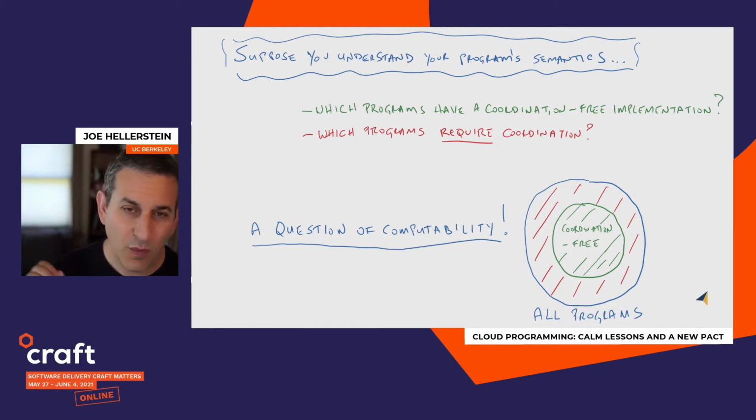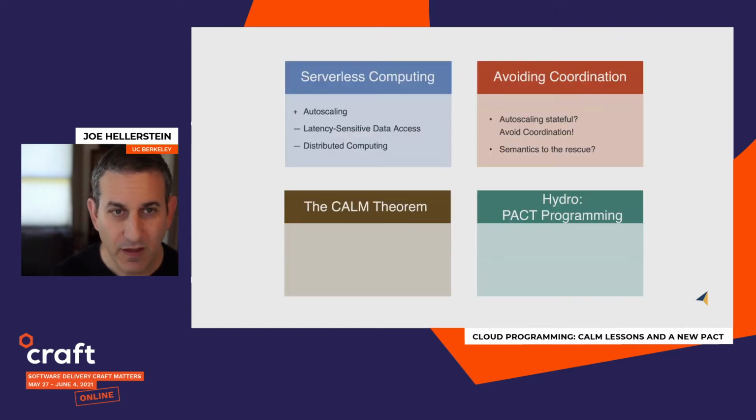Nobody had ever asked, what is Paxos for? In sum, Paxos and those protocols are really supposed to be for the red programs. The green programs shouldn't use them. And no one had figured out what is this boundary between coordination-free programs and the rest of the programs? So that brings us to the CALM theorem.